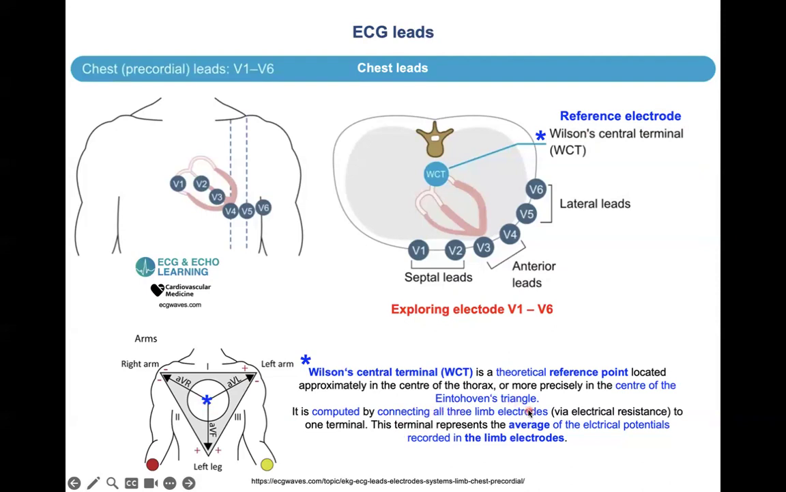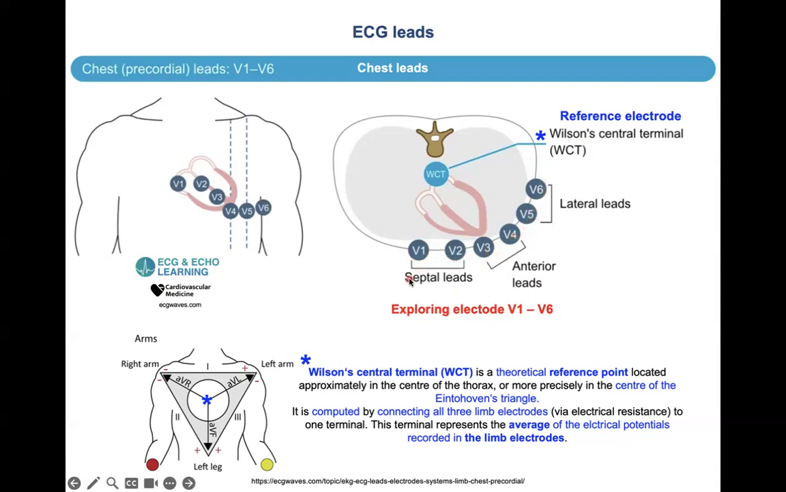In order to do so, we connect them with a very high resistance. So it is computed by connecting all 3 limb leads to one terminal. This terminal represents the average of the electrical potentials recorded in the 3 limb lead electrodes. So this would be the average of the 3 limb leads. This would be the reference electrode, if you will, compared to 6 positive electrodes, V1, V2, V3, V4, V5, V6. The advantage is actually huge.